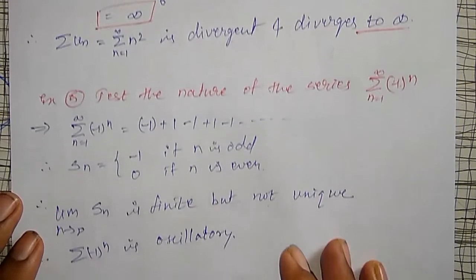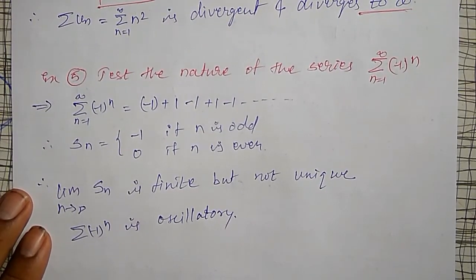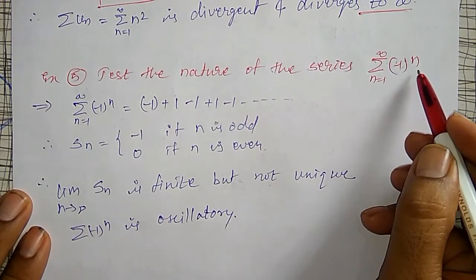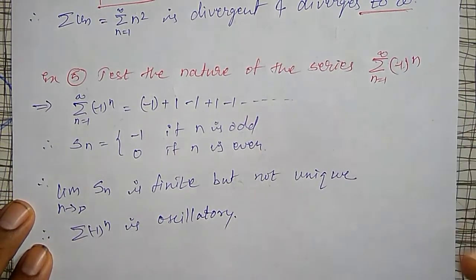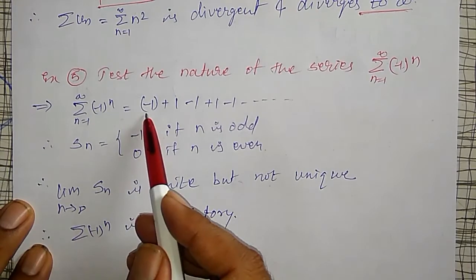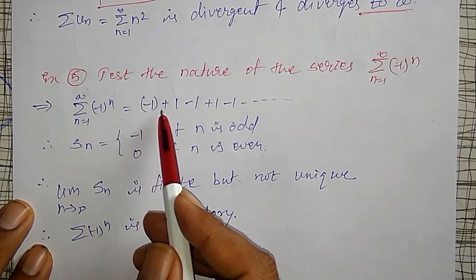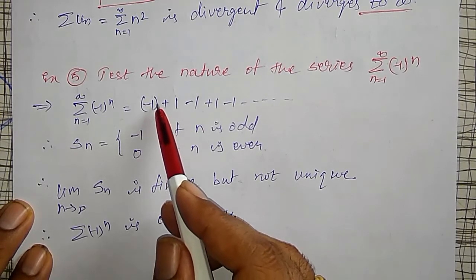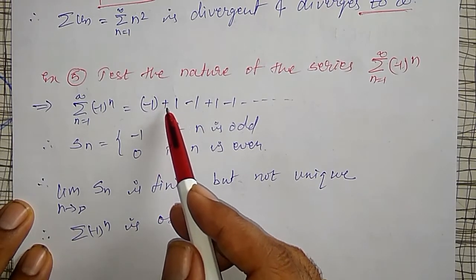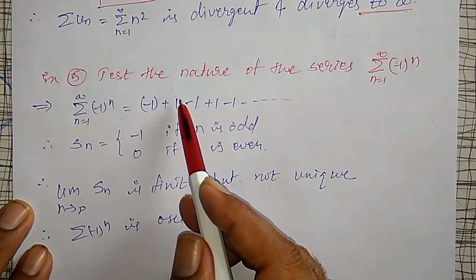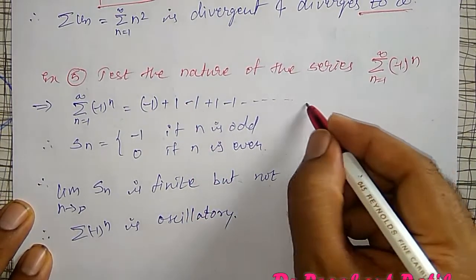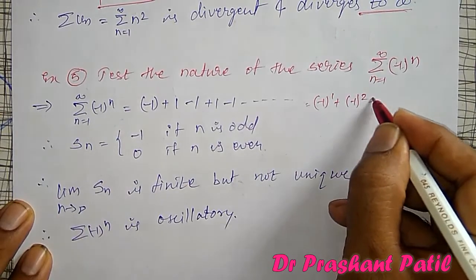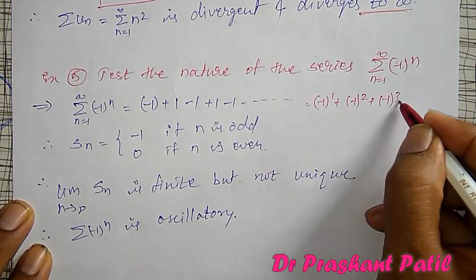Okay, like that. The last example I am going to solve here is: test the nature of the series summation n equal to 1 to infinity, minus 1 raised to n. Minus 1 raised to n is expressed as minus 1 plus 1. For n equal to 1, it will become minus 1 raised to 1. Next, for n equal to 2, this will become minus 1 raised to 2. Minus 1 raised to 1 plus minus 1 raised to 2 plus minus 1 raised to 3 plus so on.